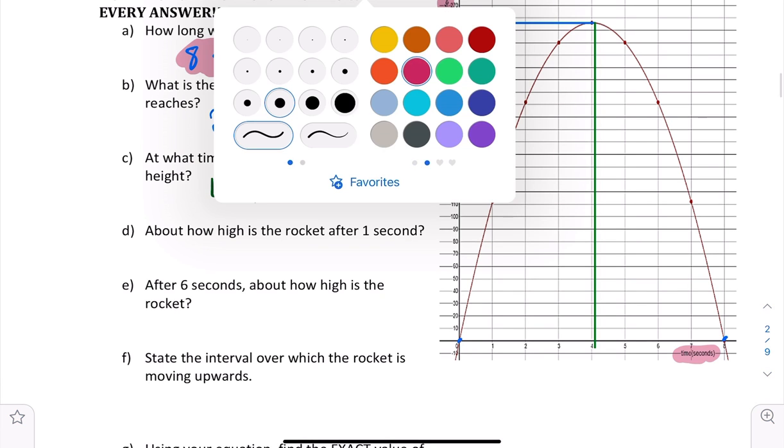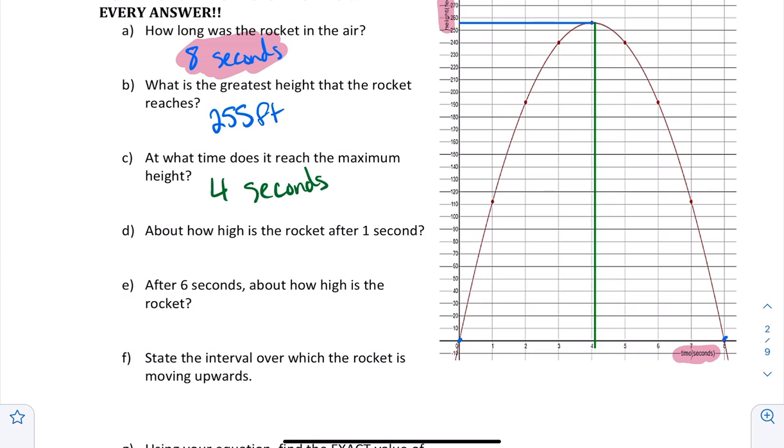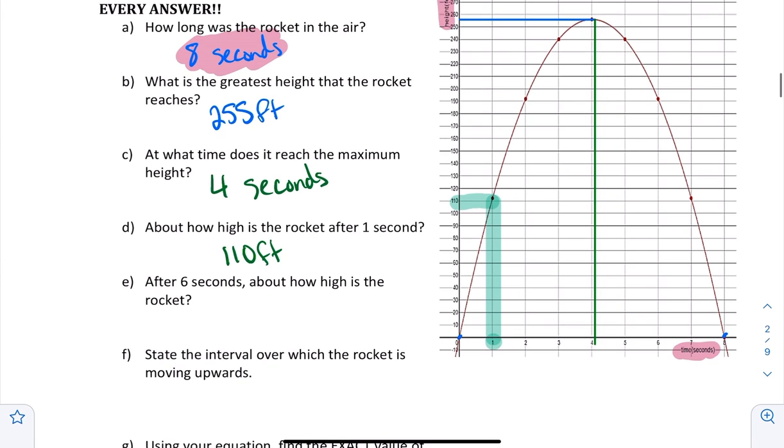When it asks me how high is the rocket after 1 second, I'm going to look at t is 1. And if I go straight up at t is 1, I've got a height of 110. If I take a look at 6 seconds, I go to my graph and I can see that it looks like I have a height of 190 feet at 6 seconds.